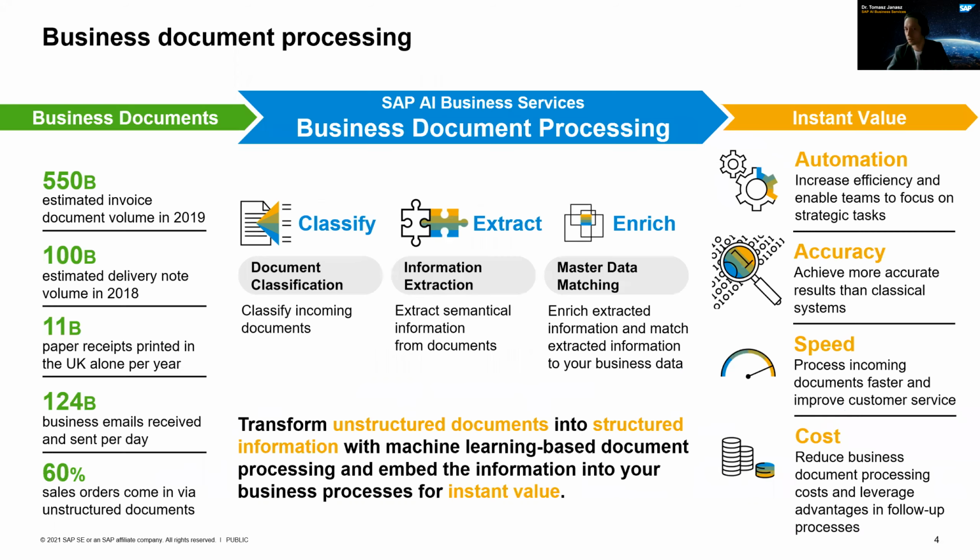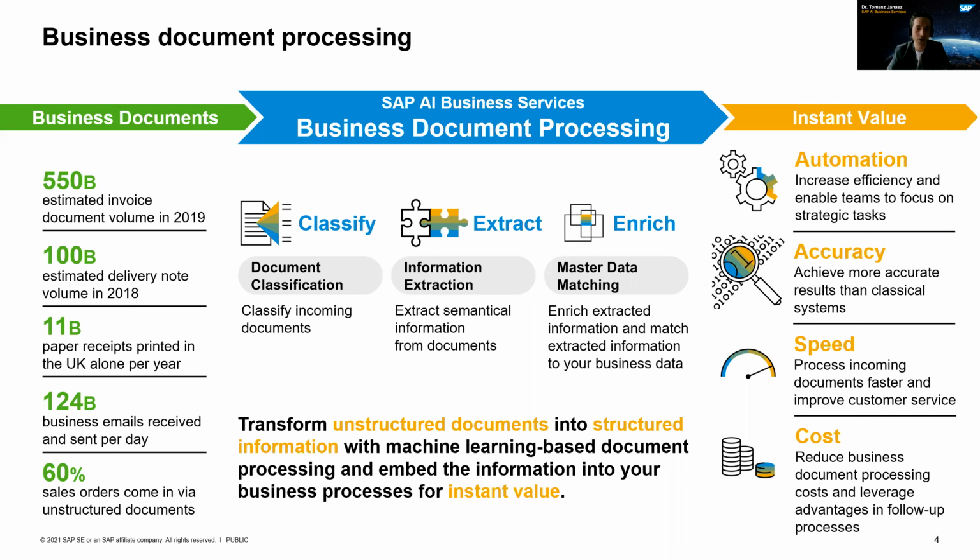Okay, so what do we understand under business document processing? Many processes in enterprises still involve processing of business documents, be it, for example, supplier invoices in accounts payable or customer orders in sales. Even though we know that there are various ways to electronically exchange information today, large amounts of documents are still processed manually. Just take a look at the numbers on the left side. Only the estimated number of processed invoices in 2019 reached the number of 550 billion documents annually.